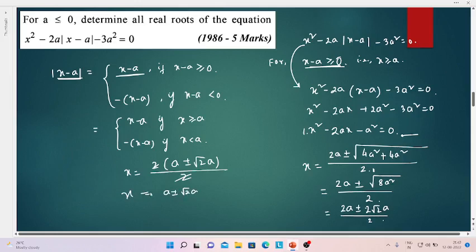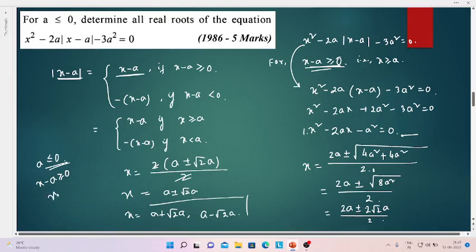So the values of x will be a plus root 2a and a minus root 2a, and I'm saying that these two values are the acceptable values, because the condition given to you is a less than or equal to 0. I mean a is either 0 or a is less than 0, and from that condition we will get x minus a greater than or equal to 0. So that means x is greater than or equal to a, right?